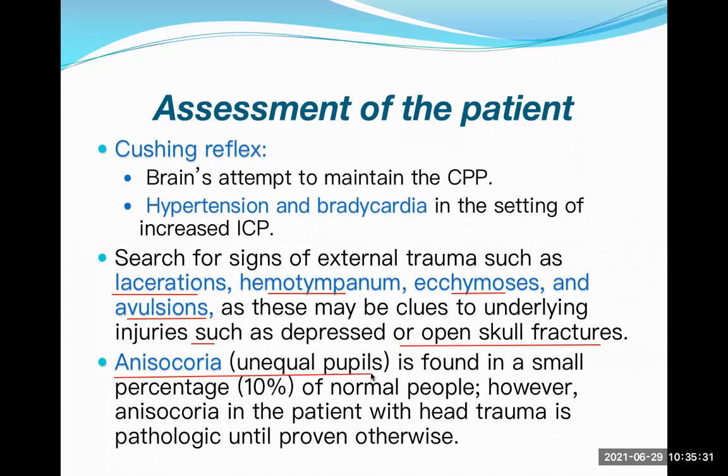Anisochoria means unequal pupils, found in a small percentage, around 10% of normal people. However, anisochoria in a patient with head trauma is pathological until proven otherwise. A small example I can give you here: the right pupil is dilated and the left pupil is normal size. That means something is going on towards the right side of the brain. So this type of information is provided by unequal pupil size. Let's move on.